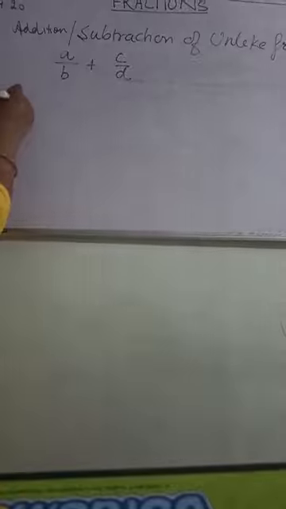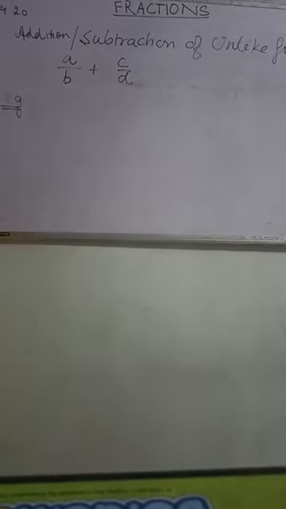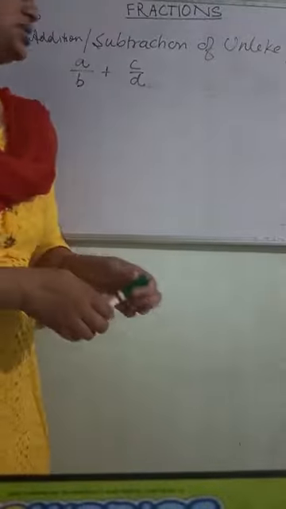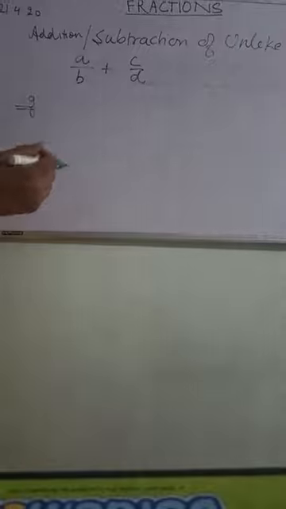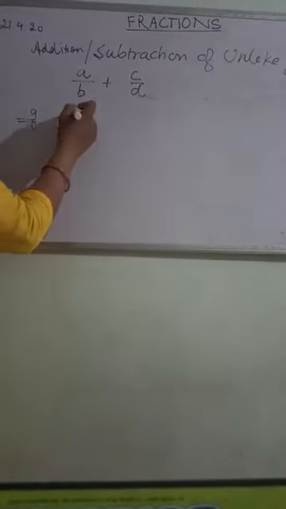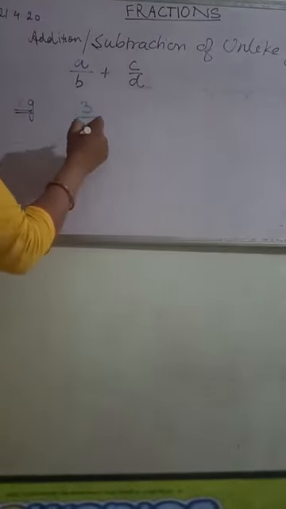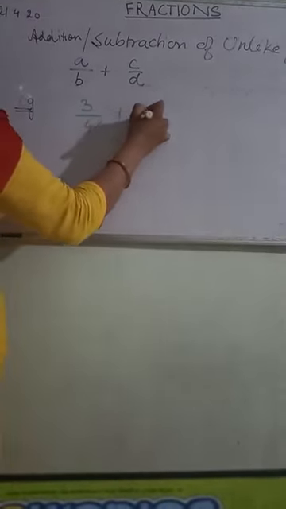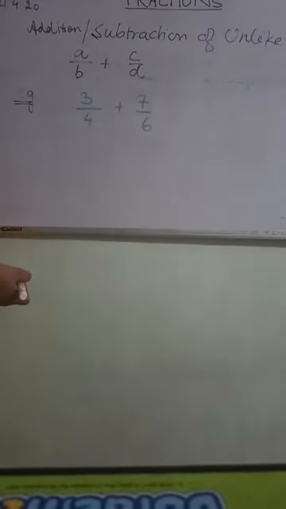Say, I am taking an example over here. This is not working. Let me see if this is working or not. Because of lockdown, I have very limited resources. So, for example, I am taking a very small example, 3 by 4 plus 7 by 6. Let's take 3 by 4 and 7 by 6.